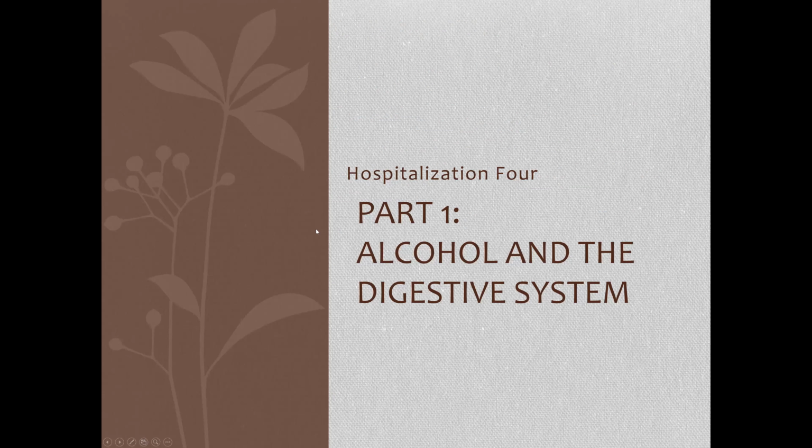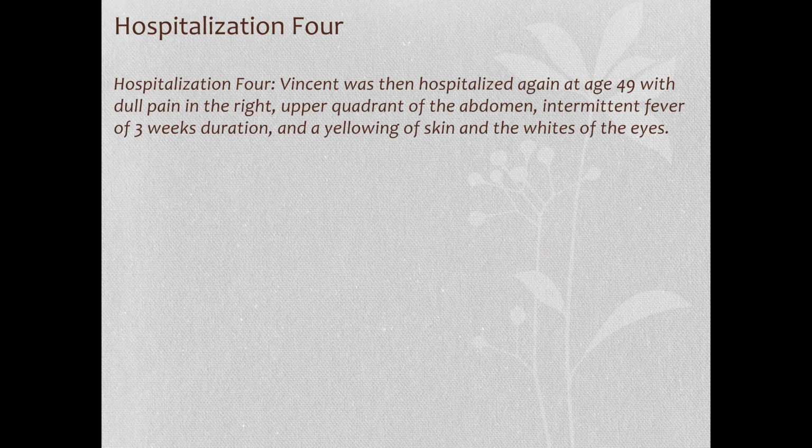Okay, so we're still on the case with Vincent, and now we're going to look at hospitalization number 4. Vincent was then hospitalized again at age 49 with dull pain in the right upper quadrant of the abdomen, intermittent fever of 3 weeks duration, and a yellowing of the skin and the whites of the eyes.